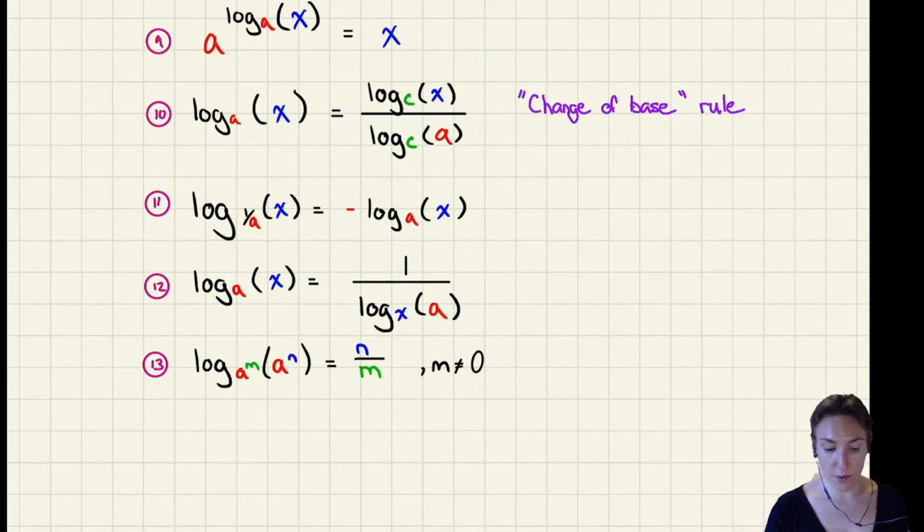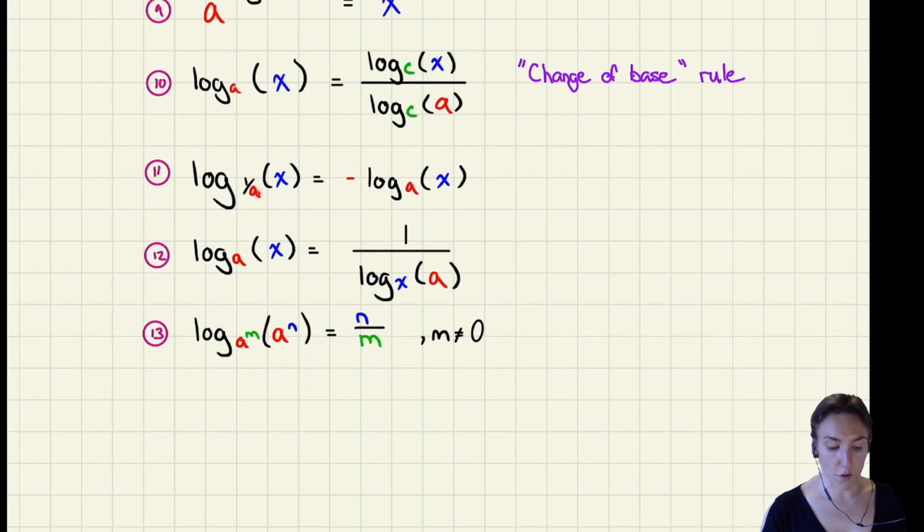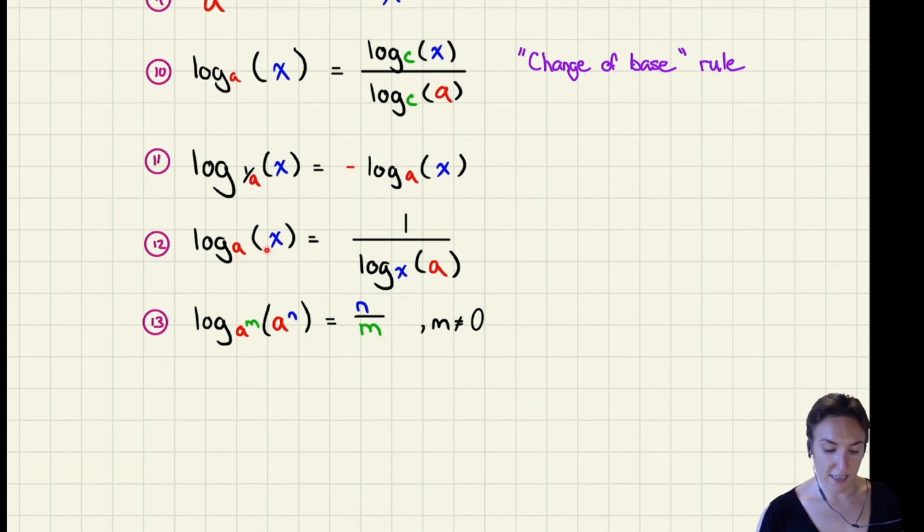And then if I picked my C to be e, then I can just write this as ln x divided by ln a. So if you have log base 1 over a, and you want to find this for x, if you want to get rid of the 1 over, you can do that, but you have to put a negative out front. If you want to switch the x and the a, you can do that, but this is 1 over that. And then finally, if you have log base, where the base and the thing you're taking the logarithm of, if you can write them in terms of the same base, then they're equal to n over m.